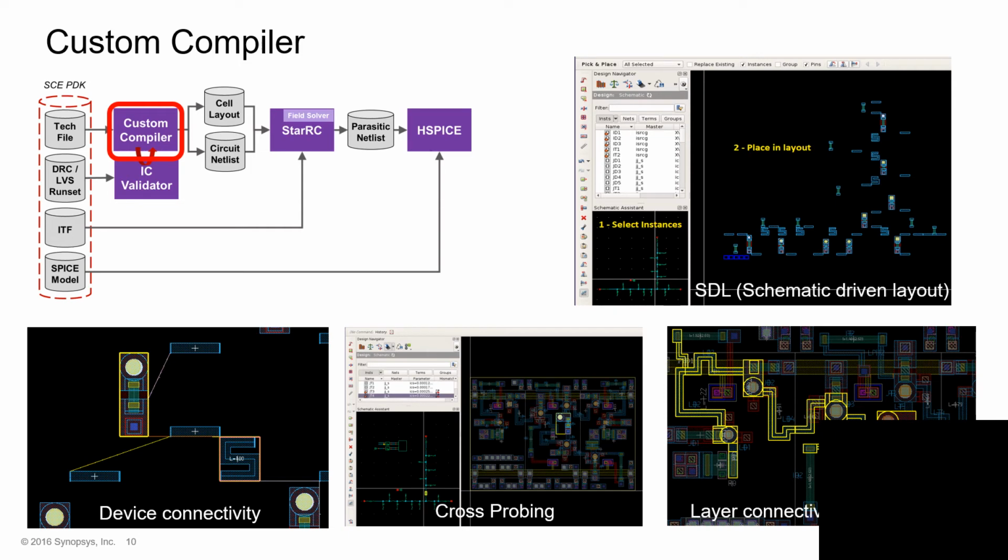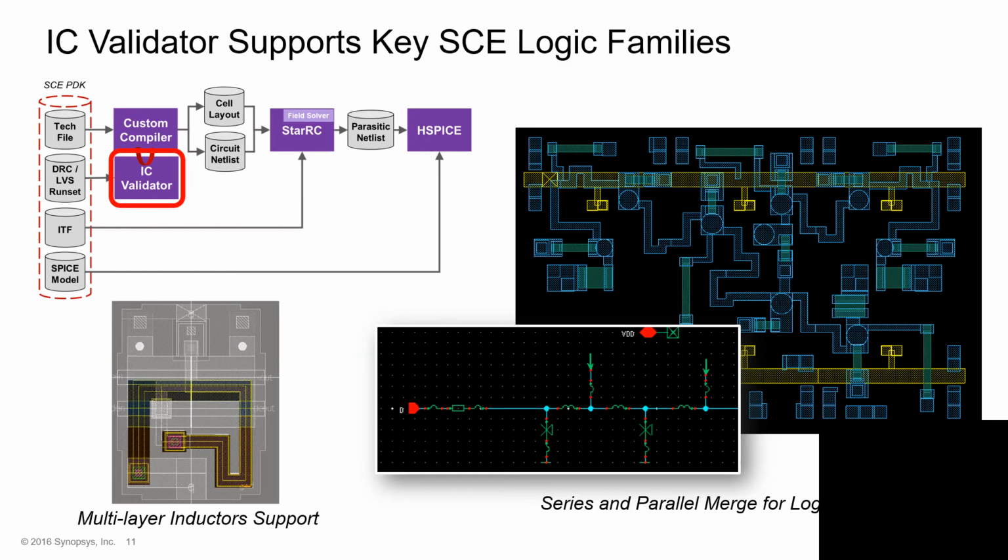Some of the features I want to stress of Custom Compiler are all listed to the right and below. So you have device connectivity checking, you have cross-probing between schematics and layout, you have schematic-driven layout, which is a very efficient feature, and then you have layout connectivity, which makes it easy to trace and probe layout continuity of functionality.